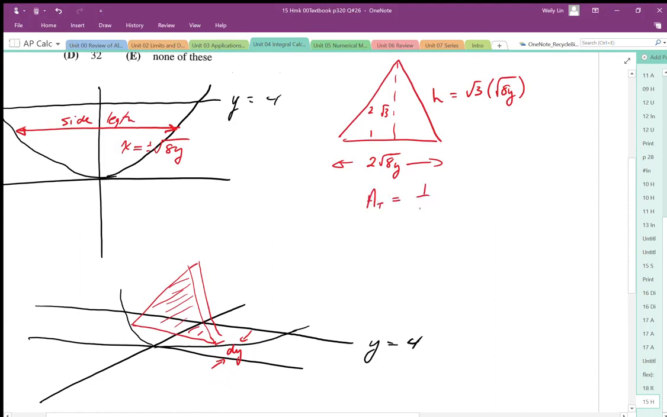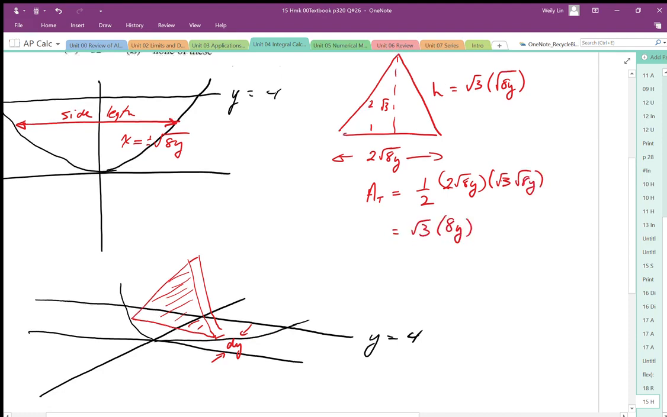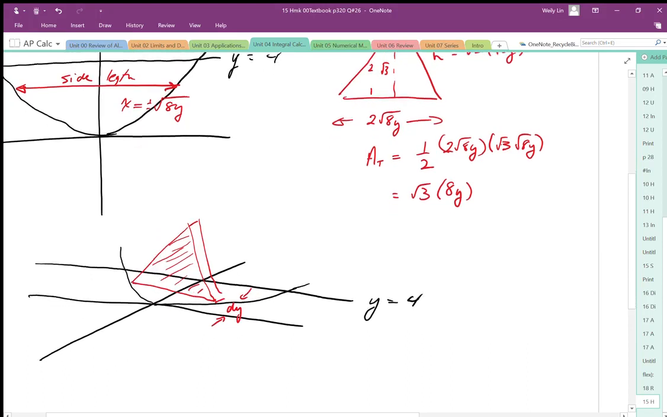It's going to be 1/2 base times height, so I get 2 root 8y times root 3 root 8y. The 2's cancel out, so I end up with root 3 times root 8y times root 8y, which is just 8y. So there's the area of the triangle. So once I have the area of the triangle, I can now integrate this expression to get the volume.